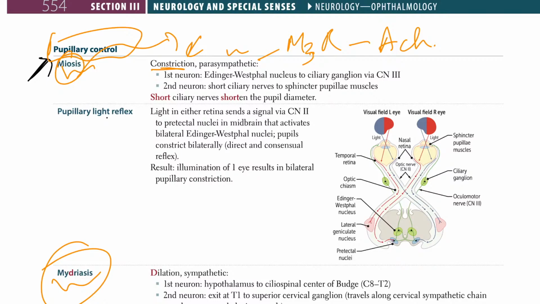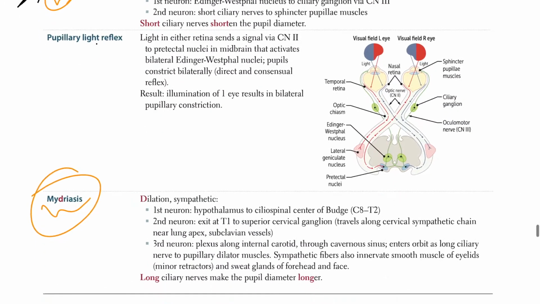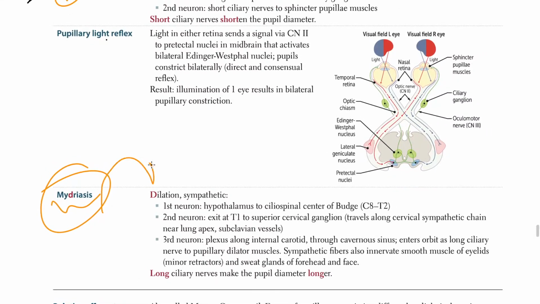Let's just compare first with mydriasis, which is the dilation of the pupil. It is done through the sympathetic nervous system, through the alpha 1 receptor.